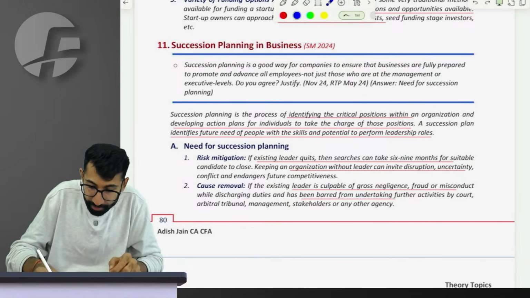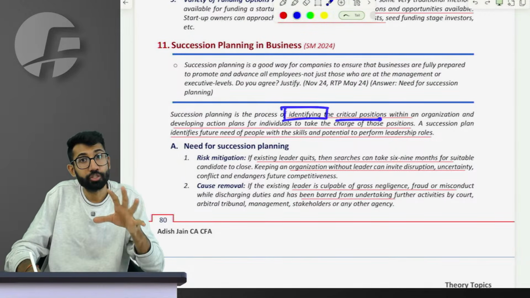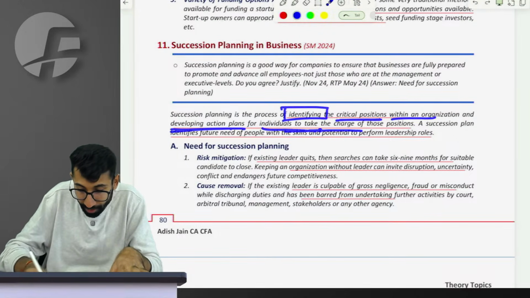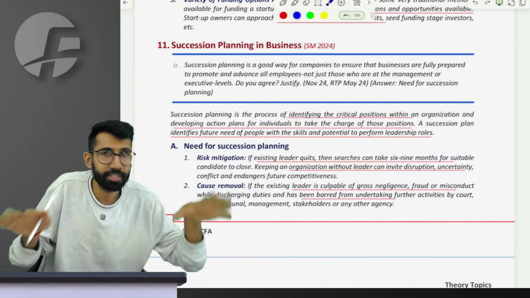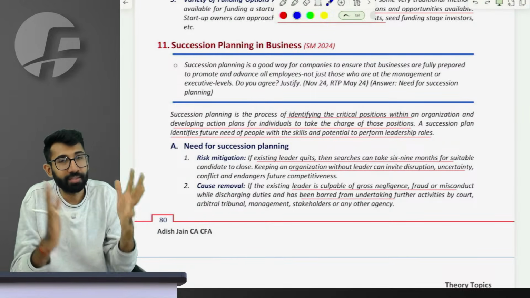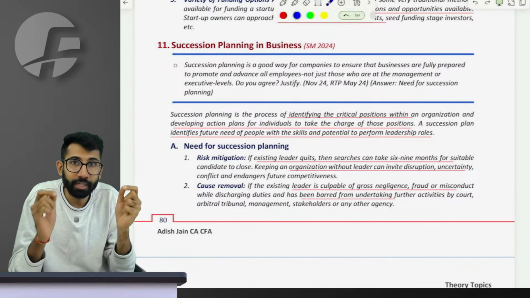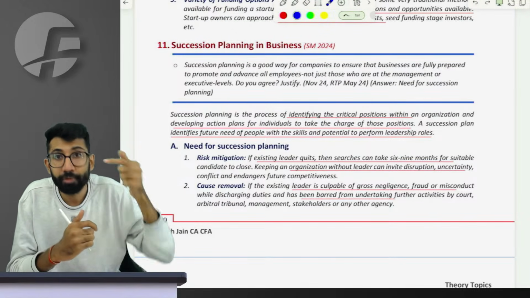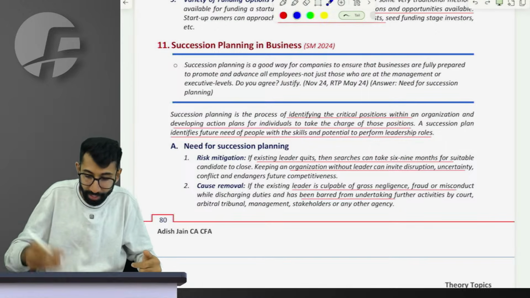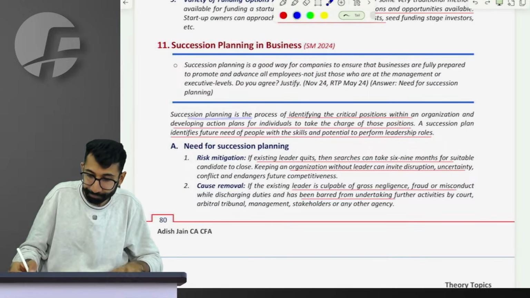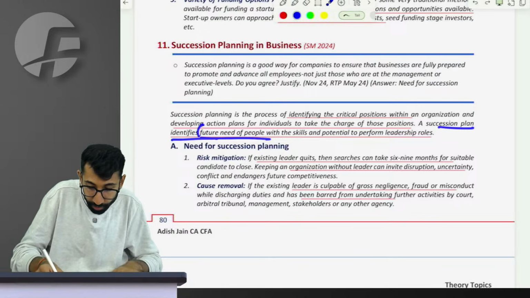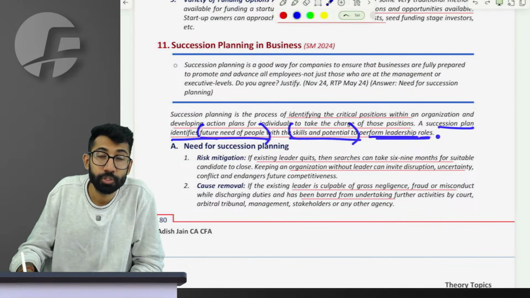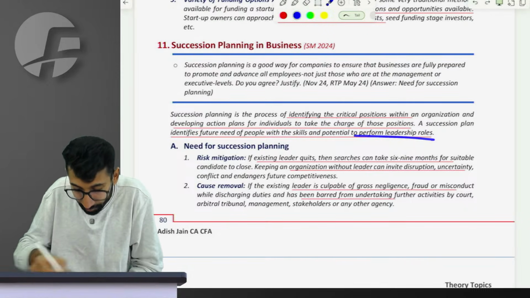So succession planning is the process of identifying the critical positions within the organization, right, and developing an action plan for individuals to take charge of those positions. For example, CEO and CFO are the positions identified. Now let's create a plan that how can individuals in the company or from outside the company take that position and perform their job with competence. So that is what succession planning is, right? A succession plan identifies future needs of people with the skill and potential to perform those leadership roles. What are the skills and potentials they must have? So what is the need?